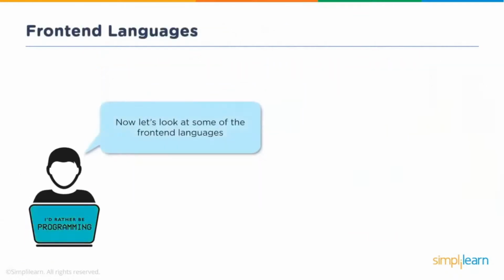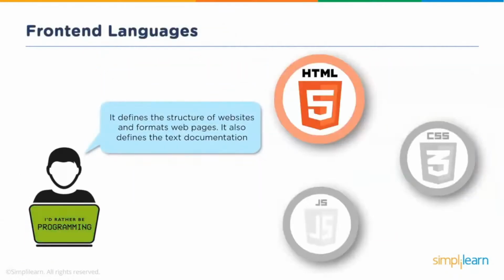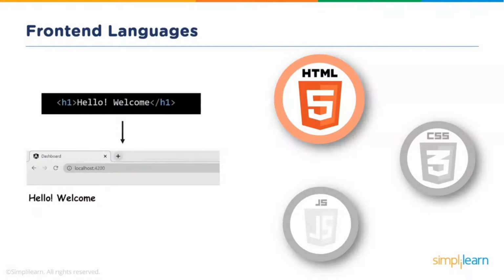So now let's have a look at some of the front-end languages. I'm sure you've heard of HTML, CSS and JavaScript. These are collectively called the front-end languages. When it comes to HTML, it defines the structure of websites and formats the web pages. It also defines text documentation. So let's look at a simple example. Here I've made use of the h1 tag, which is the heading tag in HTML, and I've displayed the message hello welcome. Correspondingly, my website displays the same message. So HTML defines what is being shown on the website.